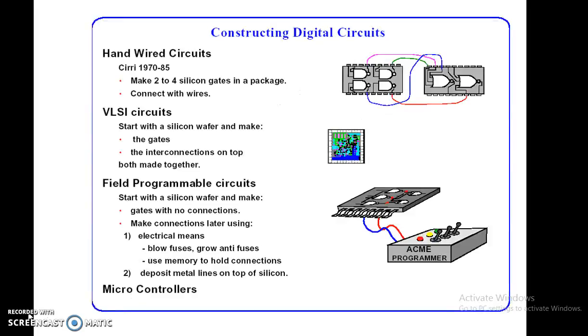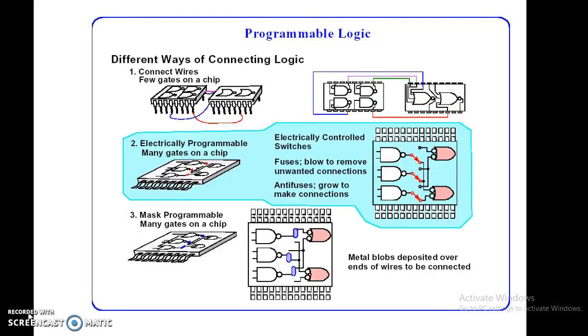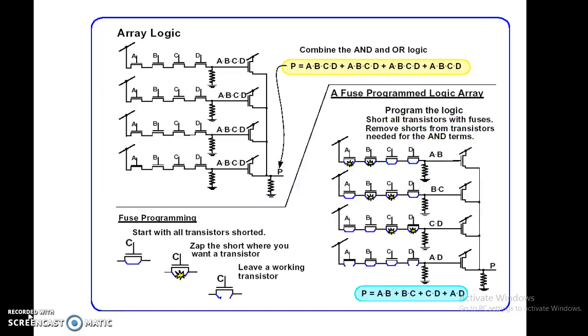Construction of digital circuits: hand wired circuits, VLSI circuits, field programmable circuits, and microcontrollers. Programmable logic. Different ways of connecting logic. Connecting wire: few gates on a chip. Electrically programmable: many gates on a chip. MOS programmable: many gates on a chip.